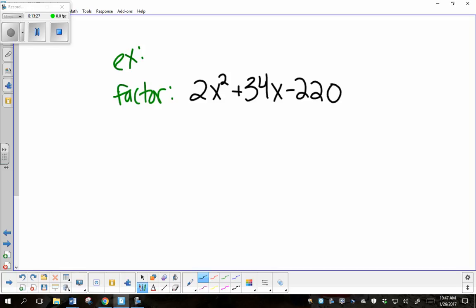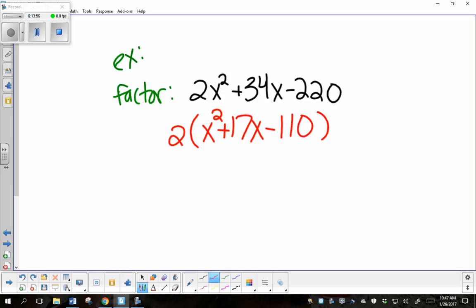So if we look at all those three terms, I can see that they're all even, so I can pull a 2 out of all of those. So we're going to factor a 2 out of everything first because we always want to factor out a common factor of all terms if possible first. It'll always make it easier. So now we're left with just x squared plus 17x, because 34 divided by 2 is 17, minus 110, because I did negative 220 divided by that positive 2.